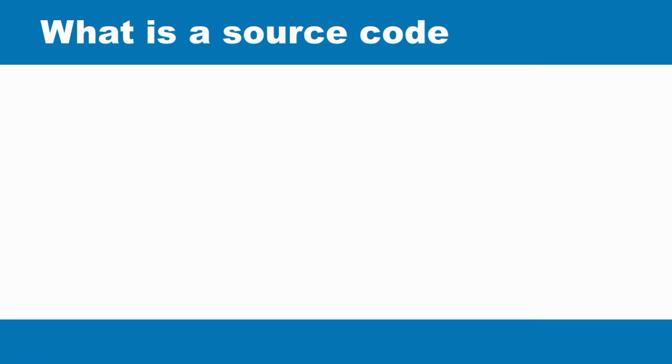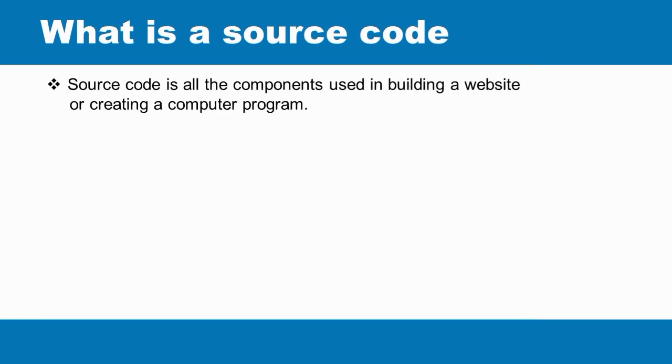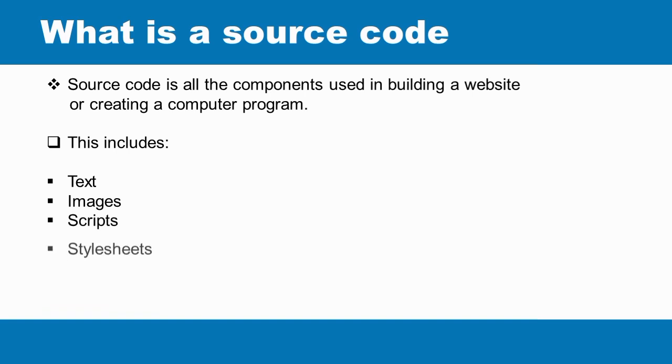Source code basically refers to all the components used in building a website or creating a computer program. This includes things like text, images, scripts, style sheets, media files, and so on.